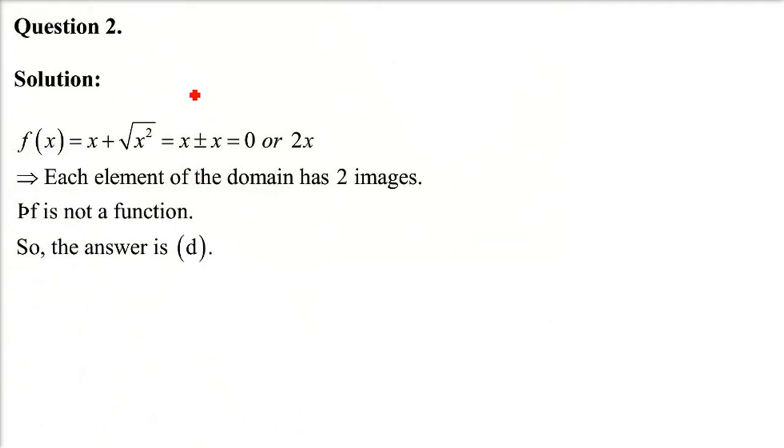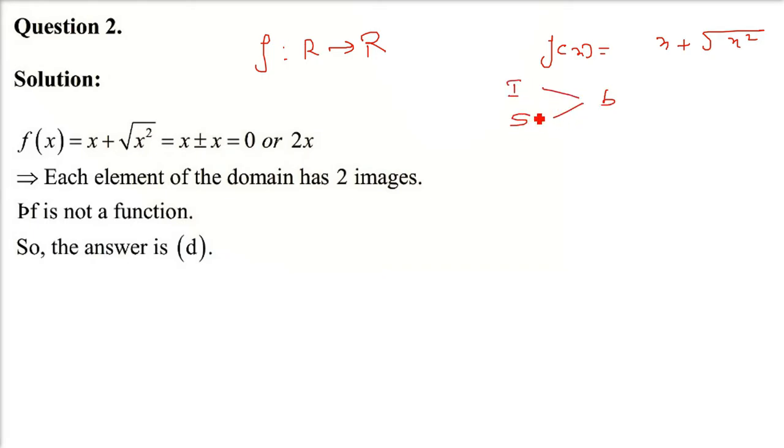Question number 2. This is given as f from real numbers to real numbers, R to R, and f(x) is given as x plus under root x squared. The question is asking whether it is injective, surjective, bijective, or none of these. The answer is none of these. How is it none of these? Because if it is bijective, it has to be injective and surjective both.